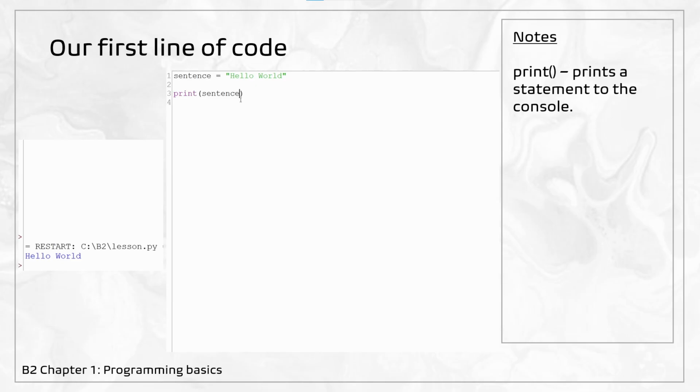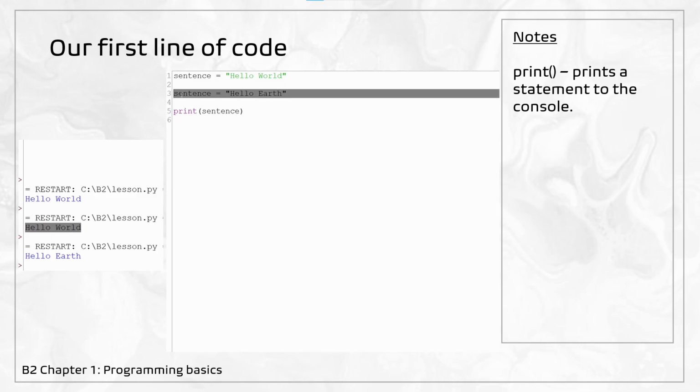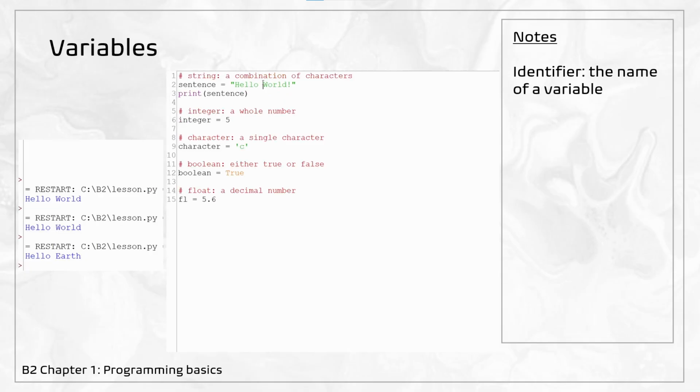So this print statement now calls the variable, meaning it prints out the value inside the variable, which is hello world. So if we just run this, we get the same result of hello world. We can also change the value of this variable. So we can just write sentence equals hello earth. And because this line of code then changes the sentence variable to hello earth, it'll print out hello earth inside the console this time. This statement, hello world, that we put around quotation marks is something we call a string.